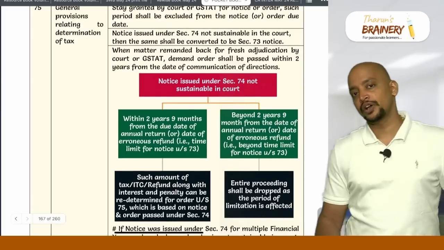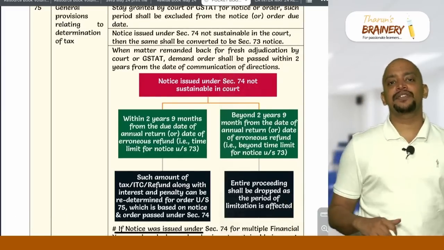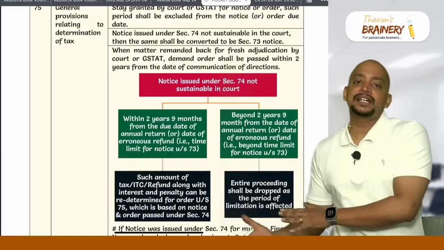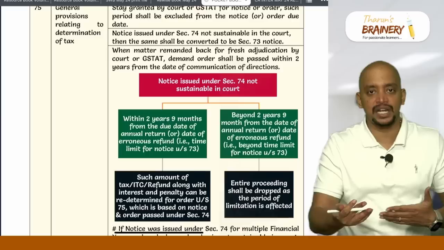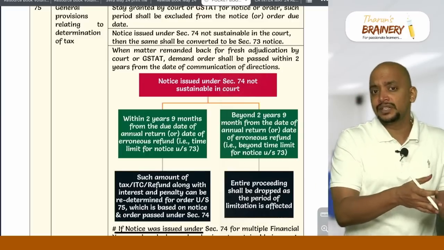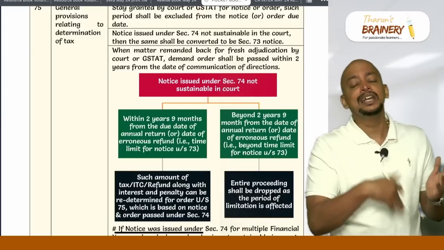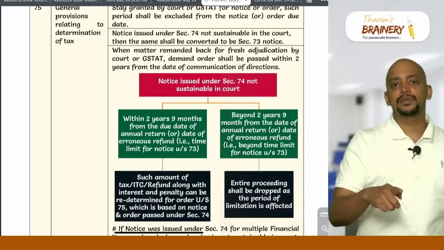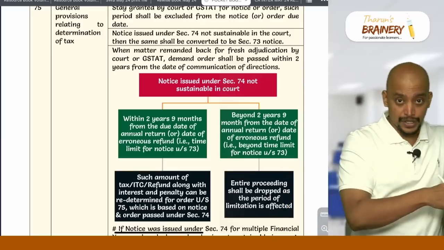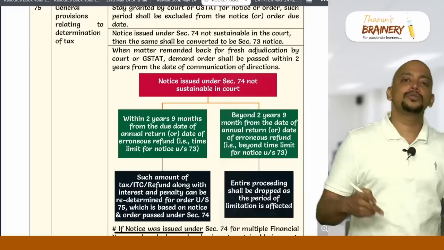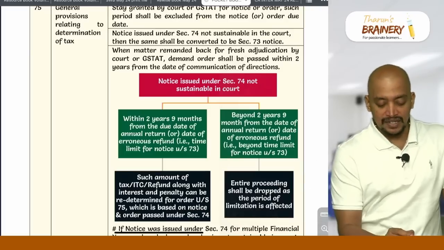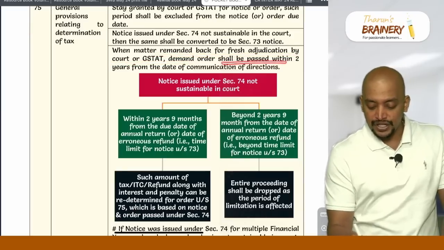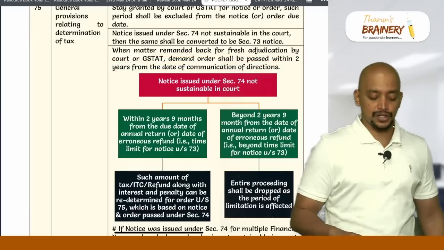Okay, and then one more point. Whenever the matter is remanded back for fresh adjudication, that is, we went to the court stating that it is not fraud, and the court is telling yes it is not fraud, and the matter will be remanded back for fresh adjudication for redetermination. Why redetermination? If the 74 notice is given within the time limit of 73, the redetermination may be made. That redetermination period should be taken as what? After the matter is remanded back for fresh adjudication, within 2 years the tax should be redetermined and the order should be passed under 75. When the matter is remanded back for fresh adjudication by the court or GST, the demand order shall be passed within 2 years from the date of communication of directions.